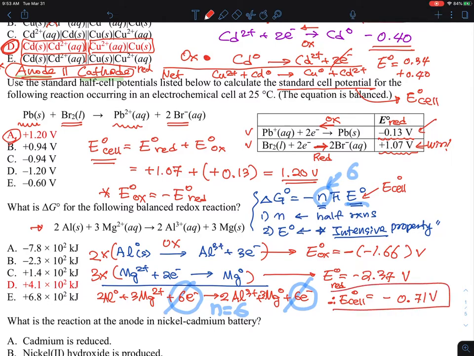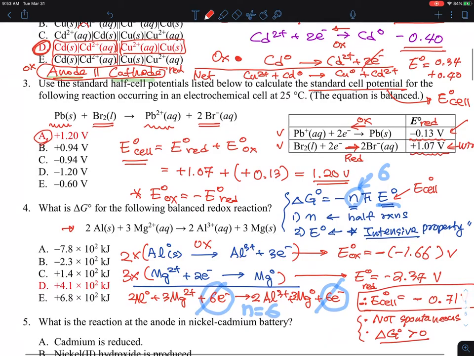This already gives you an important clue. This reaction has a negative potential, which means it is not spontaneous. And so that means the delta G naught value is going to be positive, and I anticipate that. So from these choices, this is already not a good answer. Among the 3 remaining, one will be my choice.